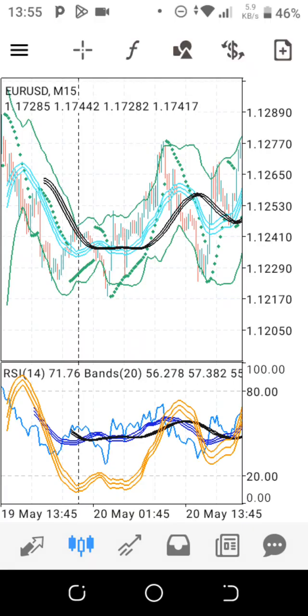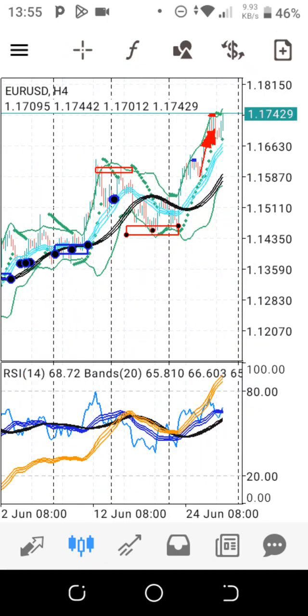So how do I trade? First of all, I come to the 4 hours trading. In this 4 hours trading, my first trading method is double top and bottom. So I trade double top and bottom.